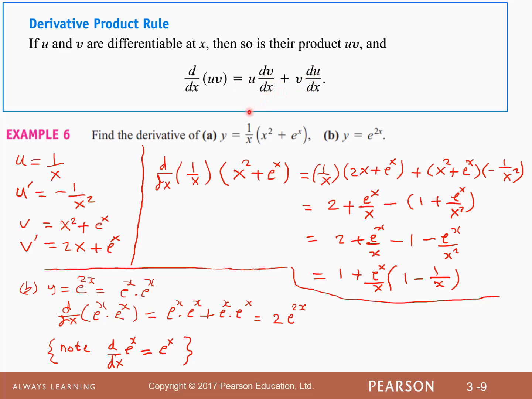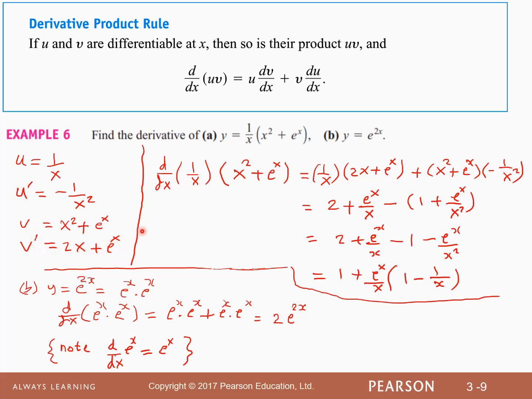So we have to answer 2 questions. Number 1, find the derivative of y equal to 1 over x multiplied by x squared plus e to the x. So we will take u to be equal to 1 over x. In that case, u prime will be equal to negative 1 over x squared. And then we take v to be x squared plus e to the x. And then we get the derivative of v as v prime. V prime will be equal to 2x plus e to the x.